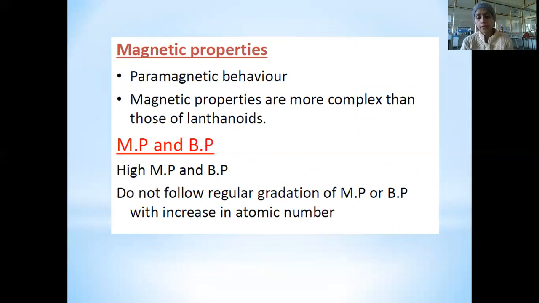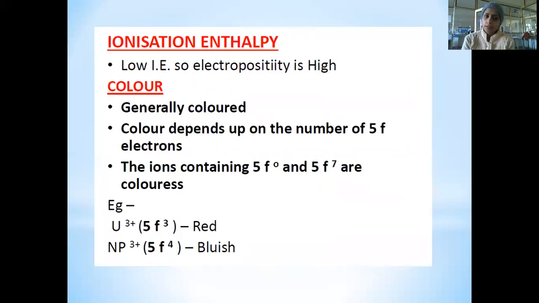And then if we see the melting and boiling points, they have high melting and boiling points, and they do not follow the regular trend of melting point or boiling point, which usually increases with the increase in the atomic number. Then they have low ionization energy, so they are highly electropositive. And again, similar to the lanthanides, they are also colored, and their color depends upon the number of 5f electrons. Similarly, when there is no electron, like 5f0, or 5f7, which is half filled, they are colorless.